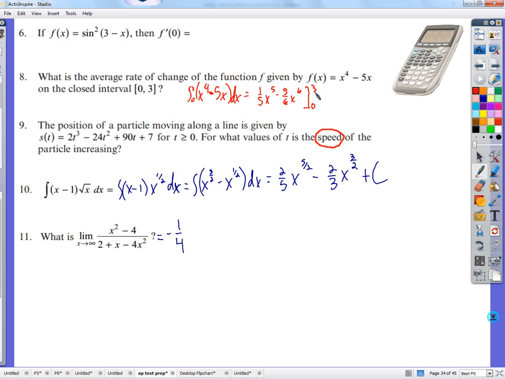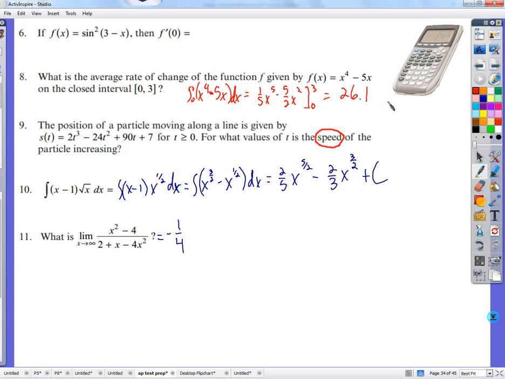What? First, oh, 5/2. I don't know why I saw power of 5 there. Sorry. Five halves x to the second. Then you plug in 3 and you plug in 0. Okay, what did you get for that? My answer was 26.1. 26.1 was this when you did the fundamental theorem of calculus?